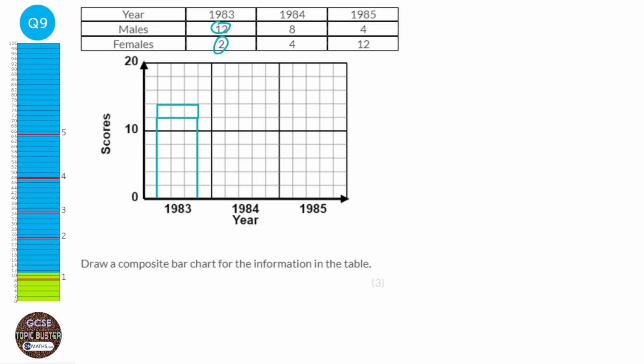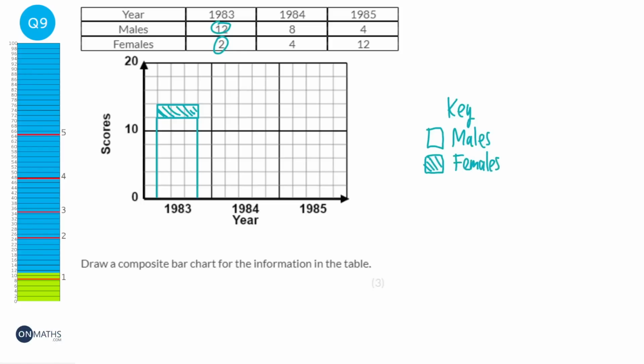And we need a way of showing male or female, so what I'm going to do is just shade the female there, and I'm going to just draw a key. I'm going to say if it's not shaded, it's males, and if it is shaded, it's females.